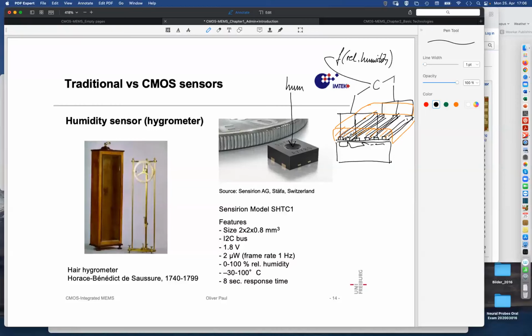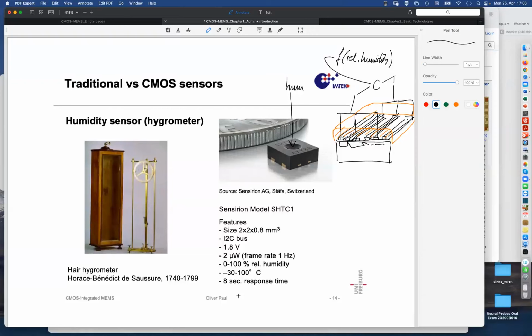But it's no longer a chemomechanical sensor like the old machine. It's not electrochemical. It's a chemoelectric sensor, maybe chemocapacitive. And it is very good. It measures from 0 to 100% relative humidity. It consumes very little power. It works at different temperatures. It's fairly fast, with a typical time constant of seconds.